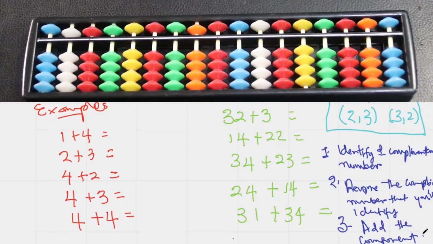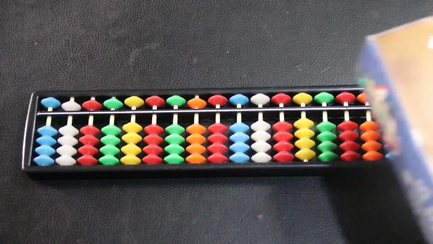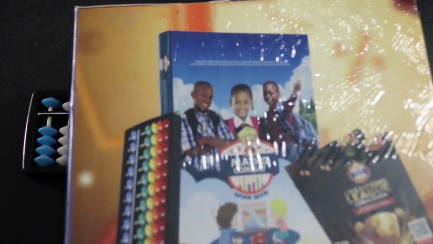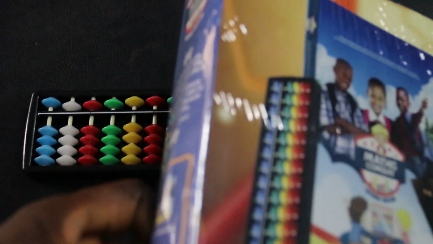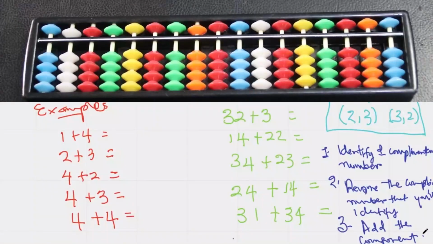Please grab your abacus. Make sure you are doing this with me. If you don't have your abacus like the one I'm using here, then you need to get your own workbook pack. The workbook pack is available. This is the workbook pack, the Math Combat workbook pack. You need to get your own copy and ensure that you have your booklet and the abacus needed to perform some of these exercises. In the workbook, we have loads of exercises that are very valuable for this training.